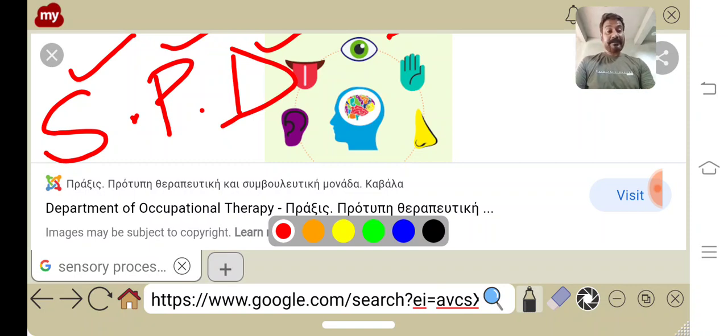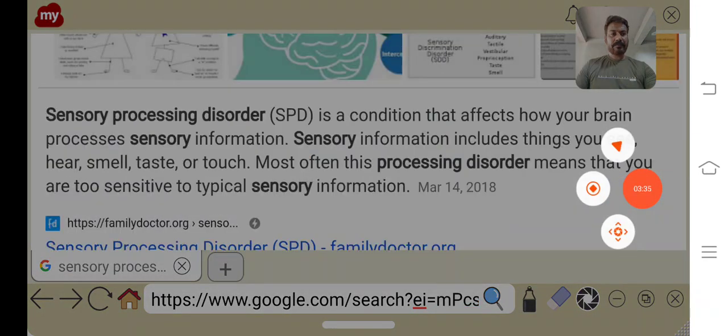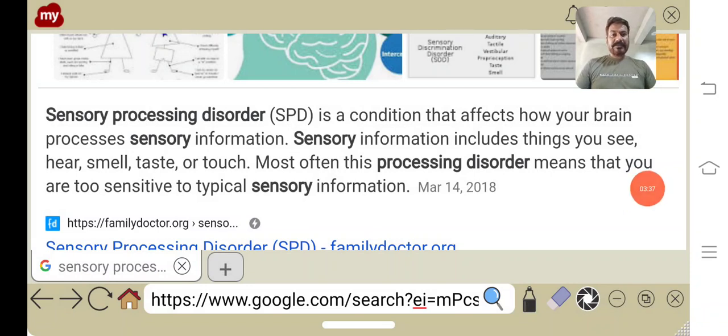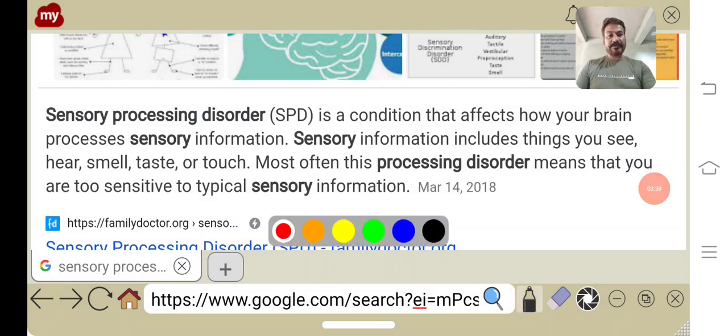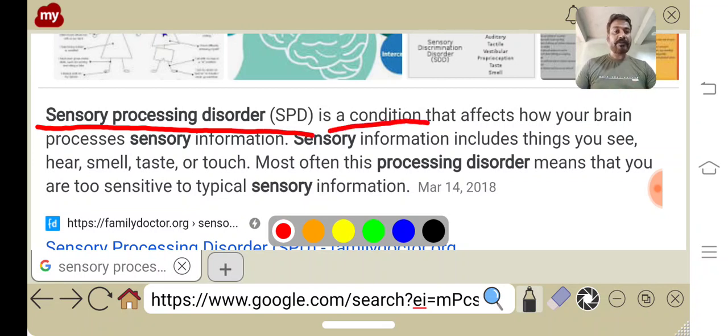So definitely it is a kind of disorder, and we are studying the disorder. Before this, what were we studying? We were studying ADHD. So let us talk about sensory processing disorder. It is a condition. What is this? This is a condition of the human body that affects how your brain processes sensory information.